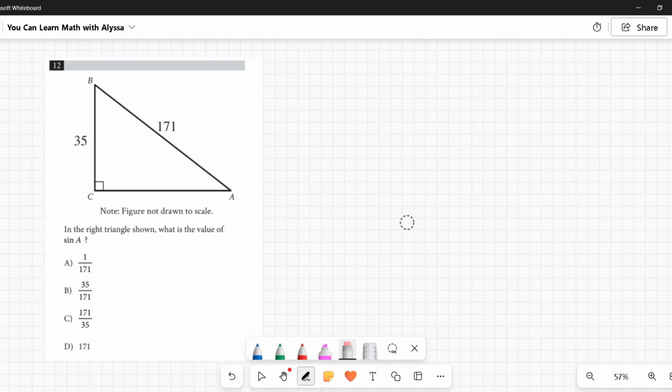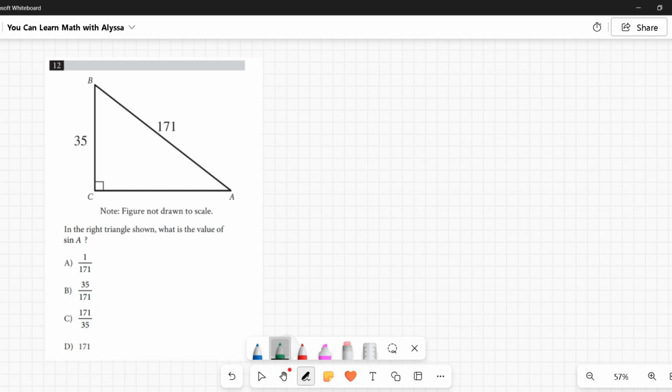Number 12. Triangle ABC has a side of 35 and a hypotenuse of 171, and we are not given the third side, the second leg of this triangle. It says, note figure not drawn to scale. In the right triangle shown, what is the value of sine A?